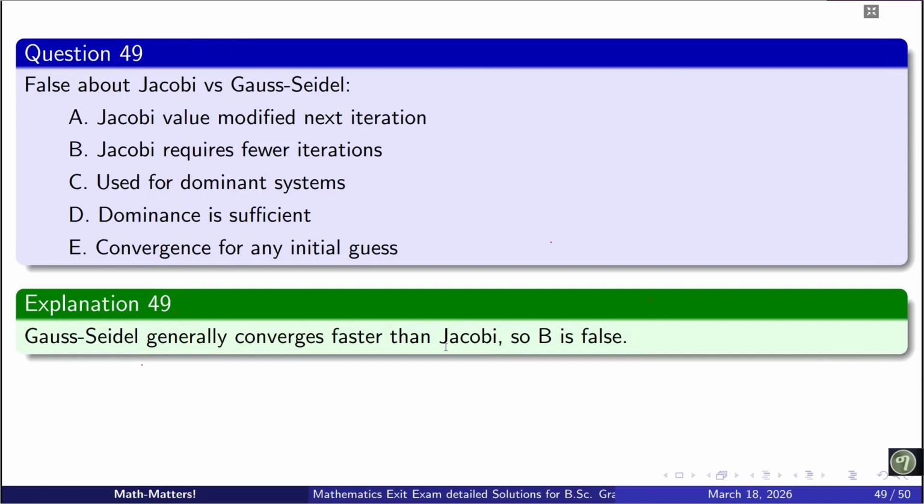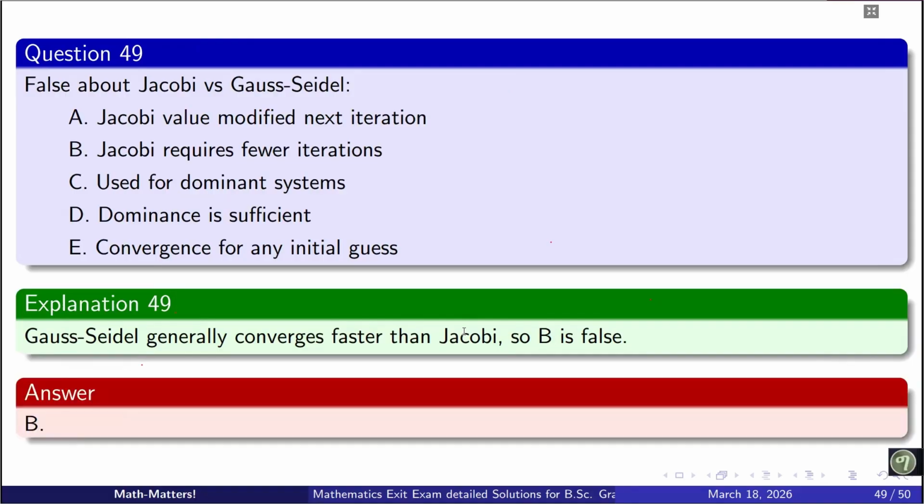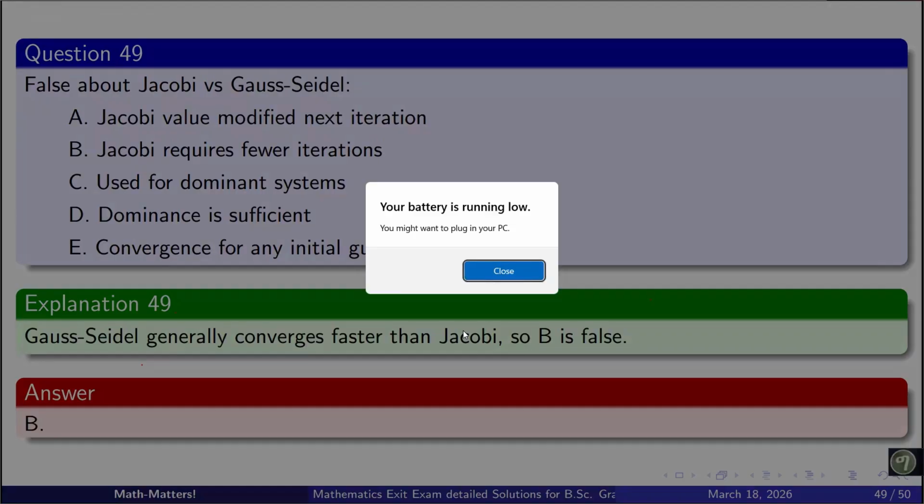Gauss-Seidel generally converges faster than Jacobi, because the Gauss-Seidel method is a modification of Jacobi. Therefore, it converges faster to the exact root, or the better solution, of the given equations. So option B, Jacobi requires fewer iterations, is false. So the answer is B. But the rest are true.